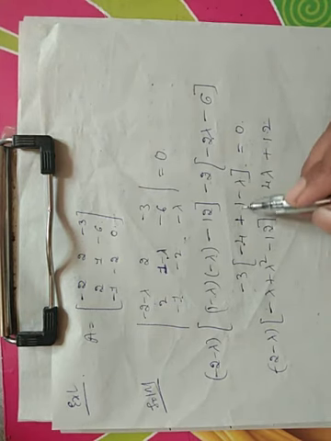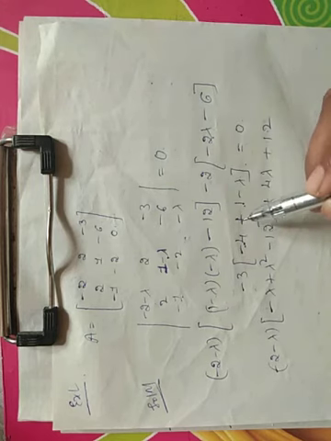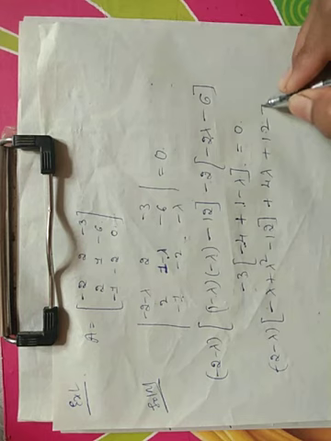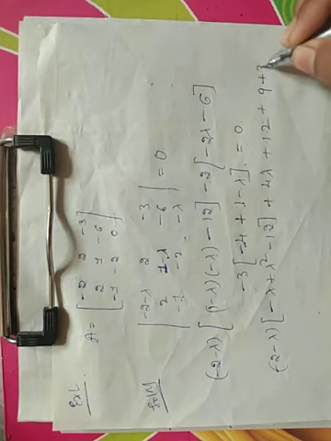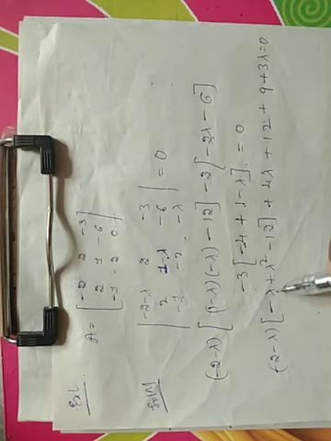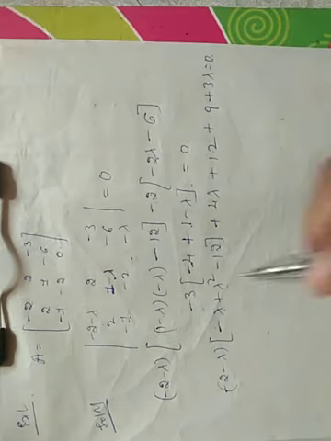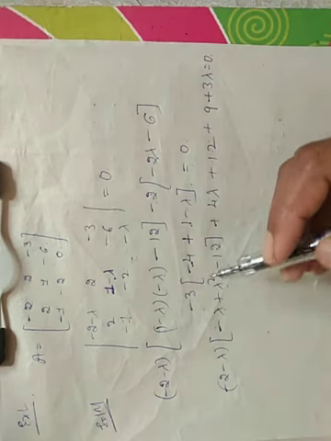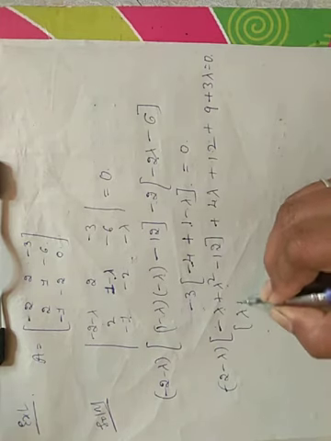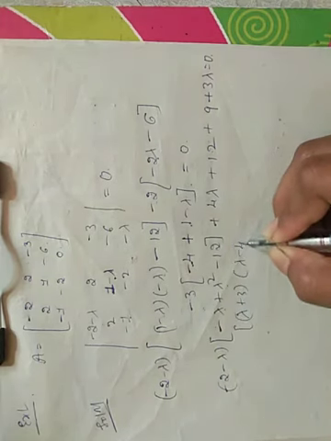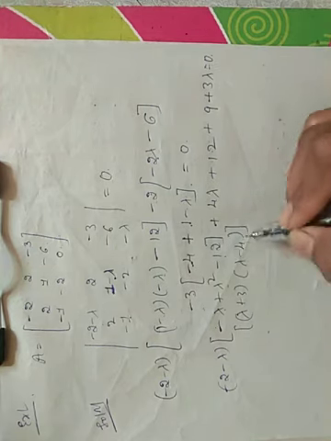Next, minus 4 plus 1 is minus 3. Minus 3 into minus 3 is plus 9. Minus into minus plus 3 lambda equal to 0. So minus lambda square minus lambda minus 12 is a quadratic equation. If we simplify this quadratic equation, then we get lambda plus 3 into lambda minus 4.